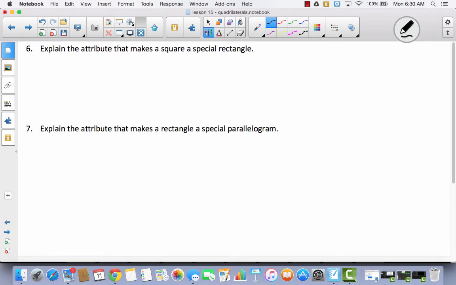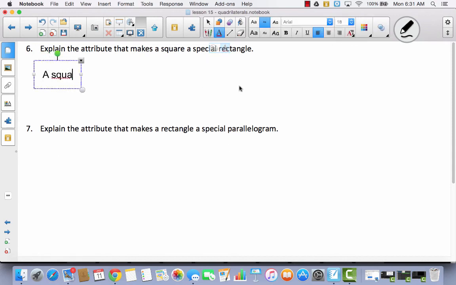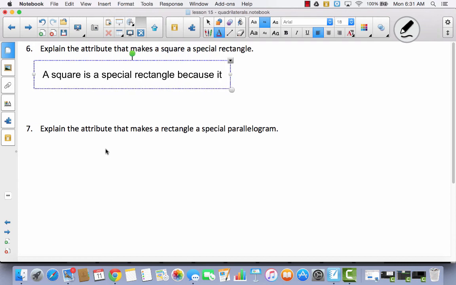Explain the attributes that make a square a special rectangle. What is it that makes a square not just a rectangle, but a square? What is it that a square has that a rectangle does not have? Well, a square has 4 equal sides. So that's what we're going to say. A square is a special rectangle because it has 4 equal sides.